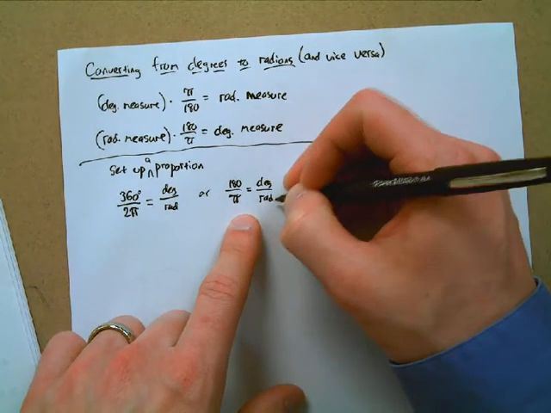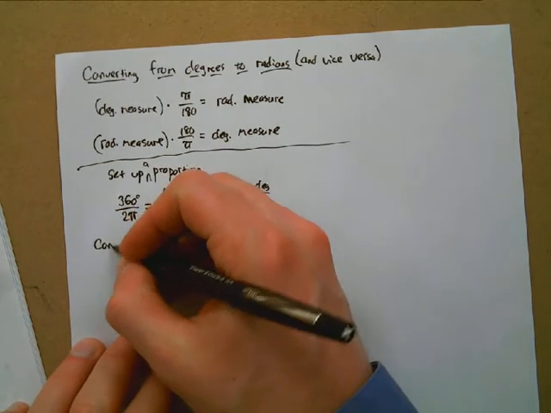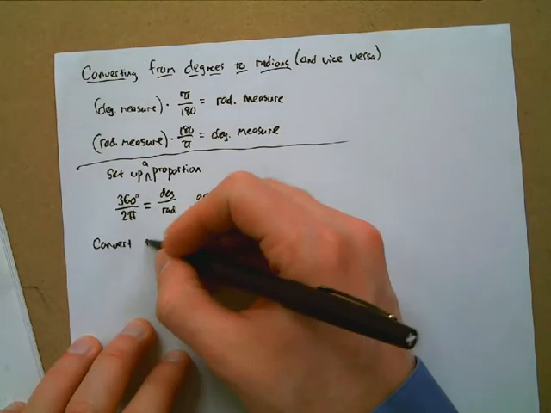So for example here, let's do an example of converting a degree measure to radians, or vice versa. As an example here, for example, 150 degrees is equal to how many radians?